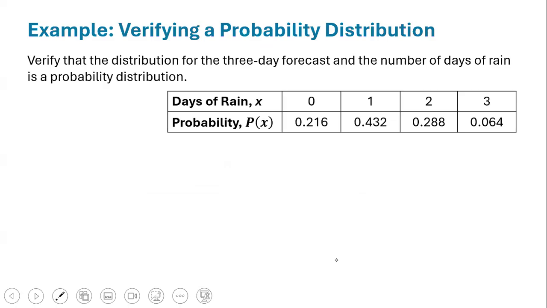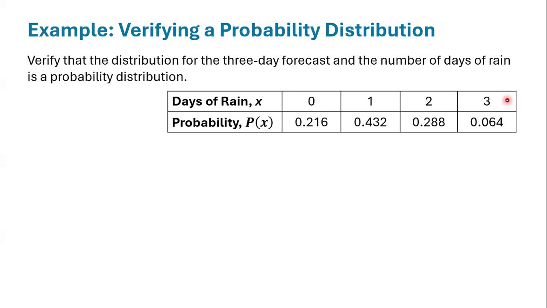Let's look at the next example. We have another table which is for a 3-day forecast and the number of days of rain and the probability for each of those values. Let's check if this describes a probability distribution. So first of all, the random variable, which is the days of rain in those 3 days: 0, 1, 2, 3. Okay, they are numbers. So yes, it meets the first requirement.